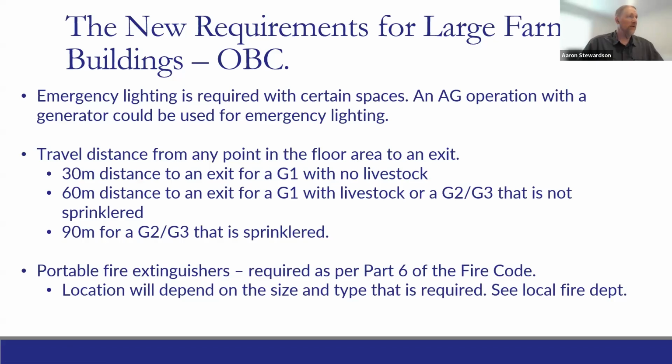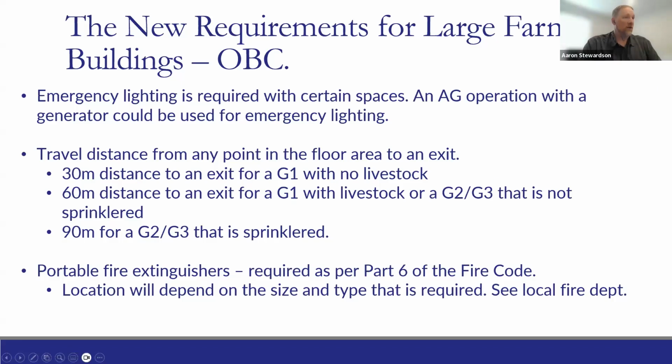Travel distance from any point in the floor area to an exit. Previously, and actually still in the 1995 Farm Building Code, the distance to any exit within a building is 45 meters, right? Now this has been updated. When you get into large buildings, it's now 30 meters, which is around 100 feet, to an exit from a G1 with no livestock, right? So it's not a barn. It's a 60-meter distance to an exit for a G1 with livestock, or a G2 or G3 use that is not sprinklered. And 90 meters for a G2 or G3 that is sprinklered, right? So sprinklering a building lets you get a larger travel distance to an exit.